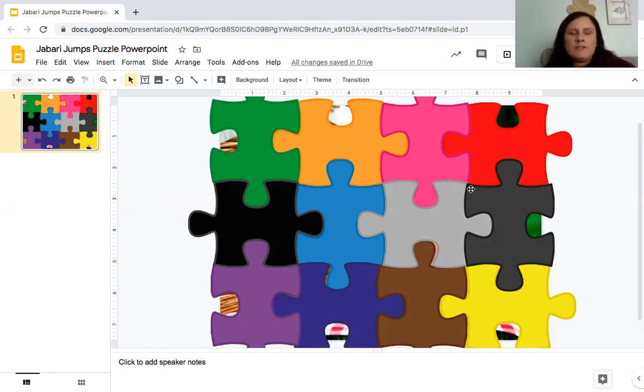So when we read Jabari Jumps, we stopped and looked at what information we gained the more we read. And today we're going to look at our puzzle and see if we gain more information by taking away the different puzzle pieces. So it's going to be a little bit different, but you're going to figure out how this puzzle activity is a whole lot like synthesizing in a book.